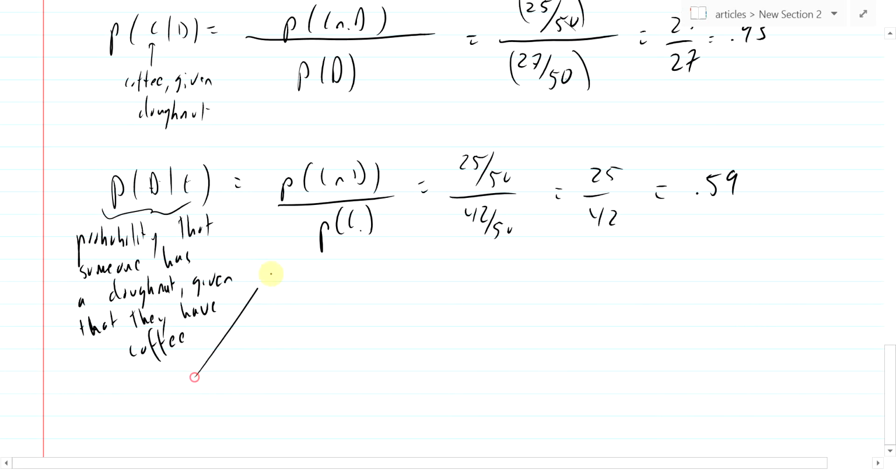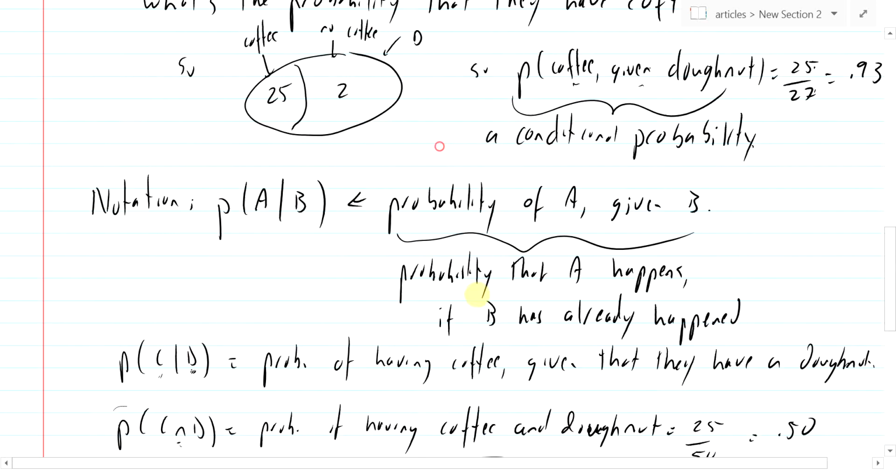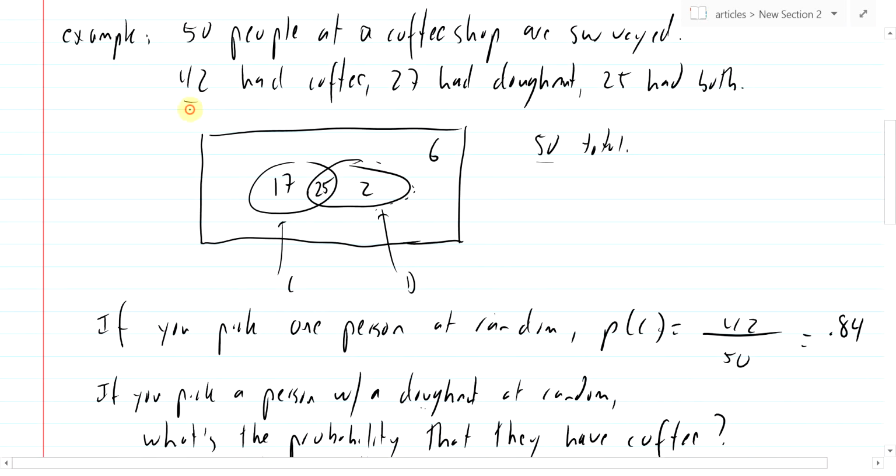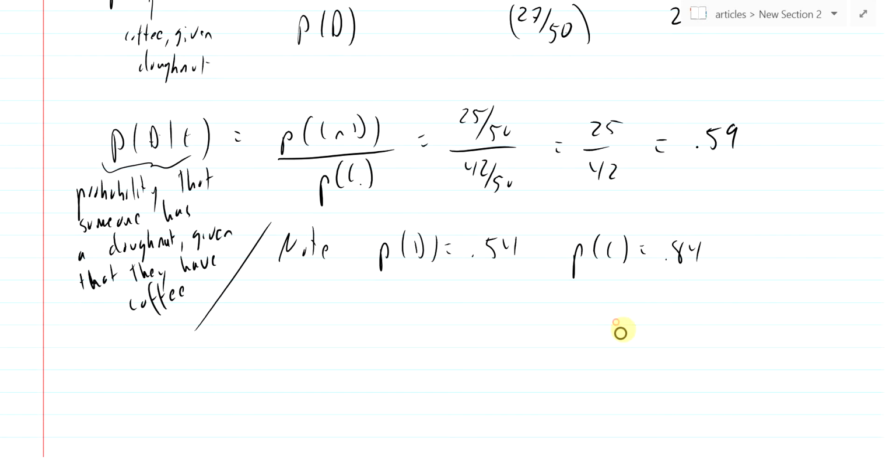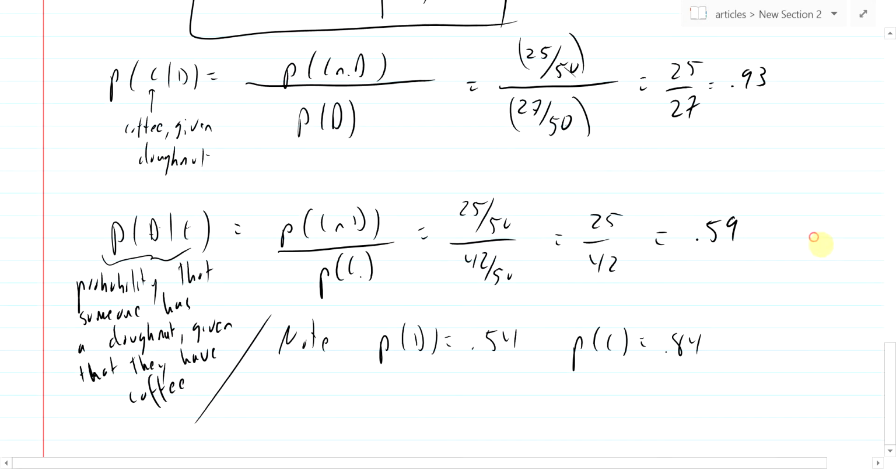Note, the probability that someone has a donut is 54%. The probability that someone has coffee is 84%. And that's if we go back to the original Venn diagram. That's here: 42 out of 50 had coffee, that's 84%. 27 out of 50 had donuts, that's 54%. So, oops, we want all these numbers up here. The probability of a donut eater having coffee is 93%. The probability that someone has coffee is actually 84%.